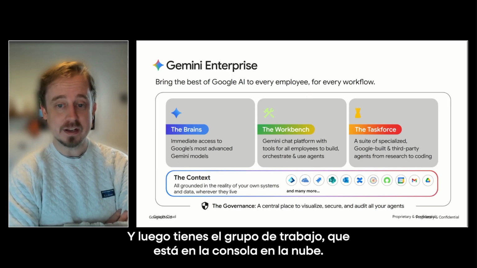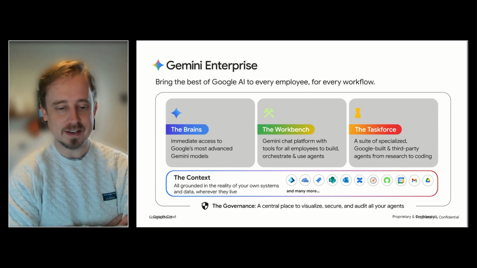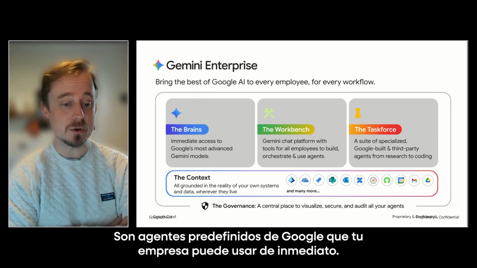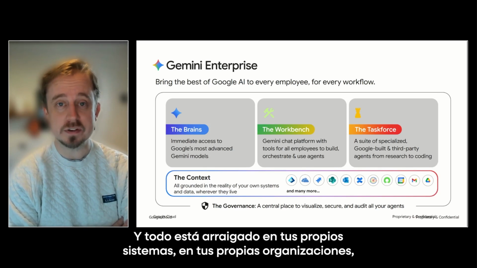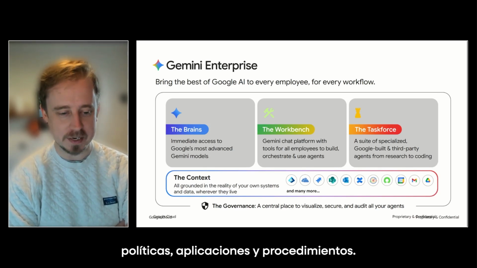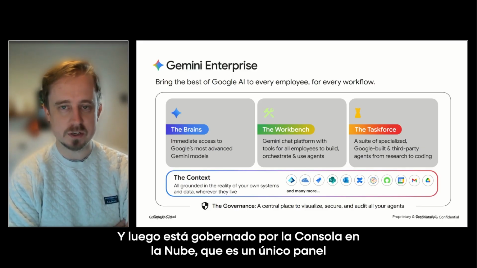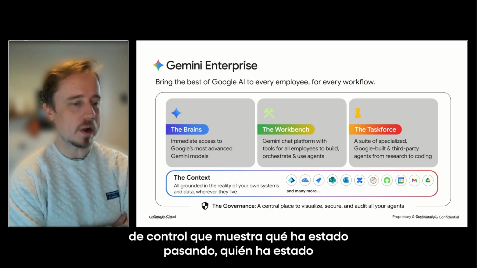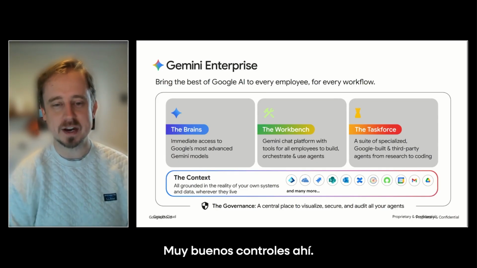And then you have the task force, which is in the cloud console. It's pre-built agents from Google that your company can use right away. And then everything is grounded in your own systems, in your own organization's policies and apps and procedures. And then it's governed by the cloud console, which is a single dashboard that shows what's been going on, who's been using what, and any enterprise security grade controls there.